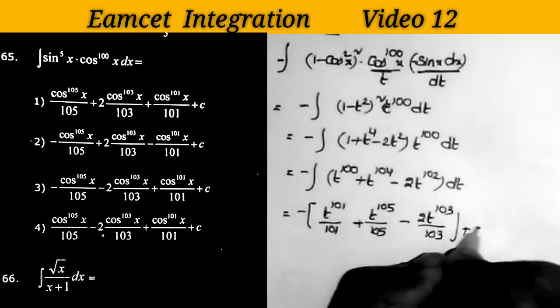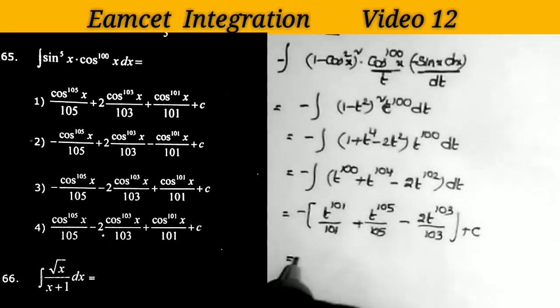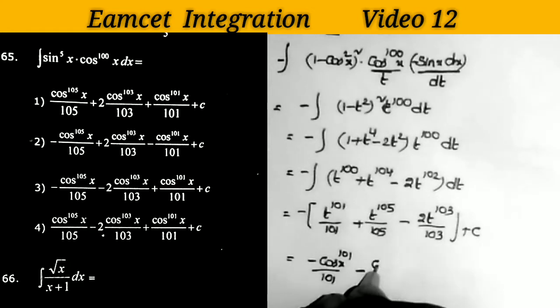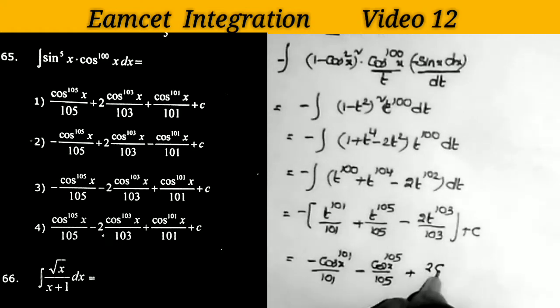plus c. Now replacing t is equal to cos x, that is minus cos x power 101 by 101 minus cos x power 105 by 105 plus 2 into cos x power 103 by 103 plus c. That's all. Very easy question, and this is the second option.